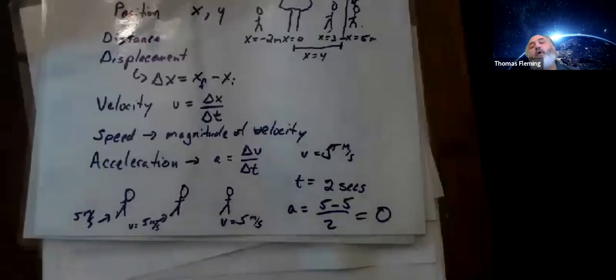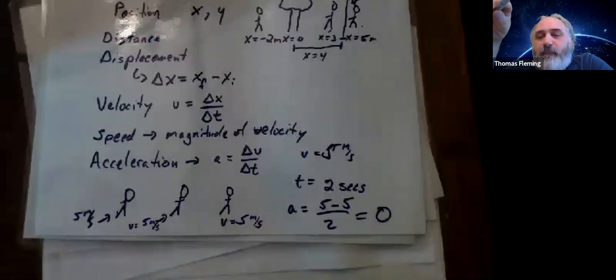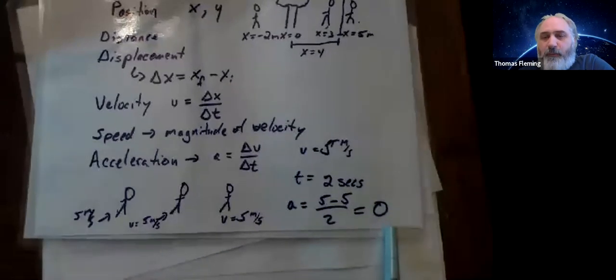So when you're reading questions, it's important that you break it down like that. It's important that you think and ask yourself, does this object have a velocity that changes as time goes on? Because if it's not changing, your acceleration is 0.